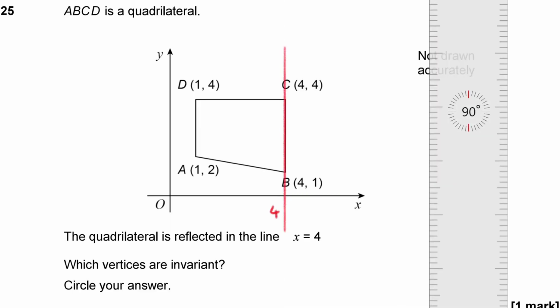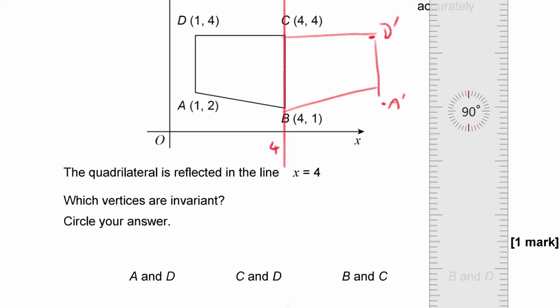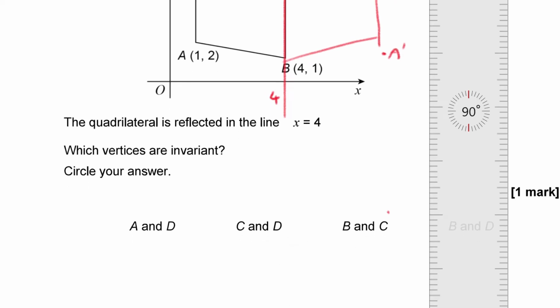Passing through 4. You notice the x coordinate of C and D are both 4, so that line must pass through there. So obviously my point D is going to be reflected over here to give me D dash, and my point A is going to be reflected over here to give me A dash, but my points C and B lie on the mirror line, so they're not going to be reflected. Well, they are going to be reflected, but they're going to be reflected onto themselves. So the shape's going to end up looking like that, and the points B and C are the ones that don't move. Okay, so B and C are my invariant points, B and C.